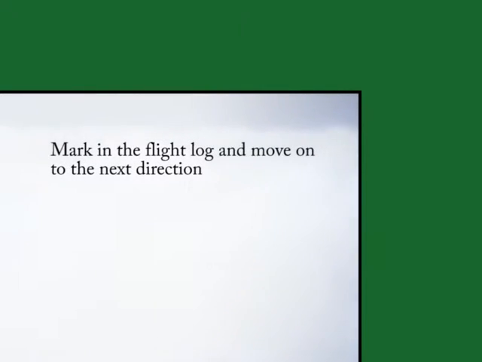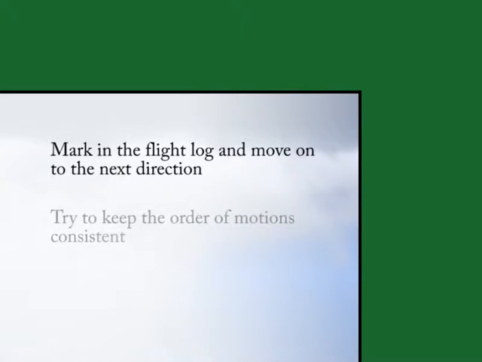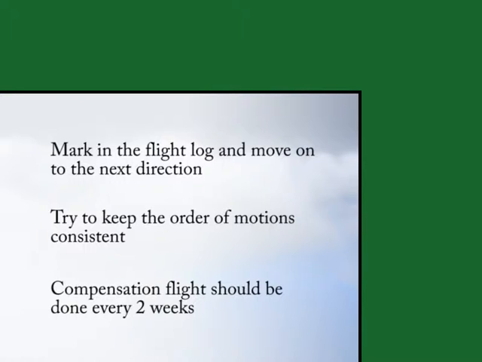After the maneuvers are complete, indicate this in the flight log and do the maneuvers for the next direction. The order of motions is not critical. However, it is a good practice to keep them consistent. During a survey, the compensation flight should be done every 2 weeks or any time a major magnetic component is changed. Frequent compensation flights keep the compensation coefficients up to date.